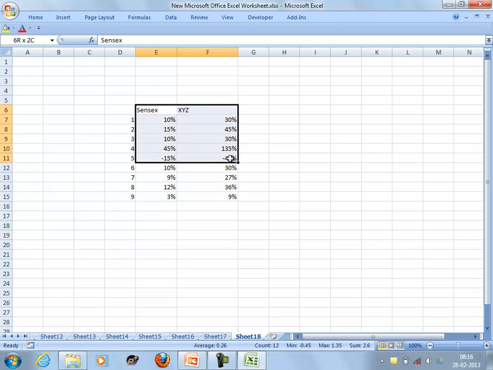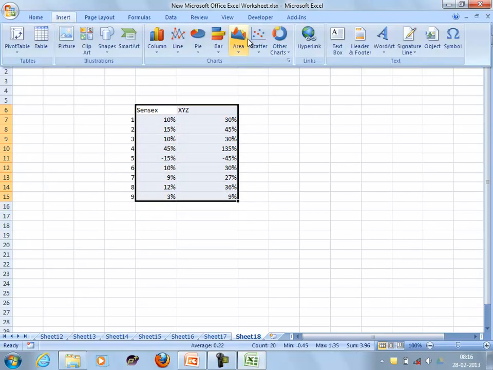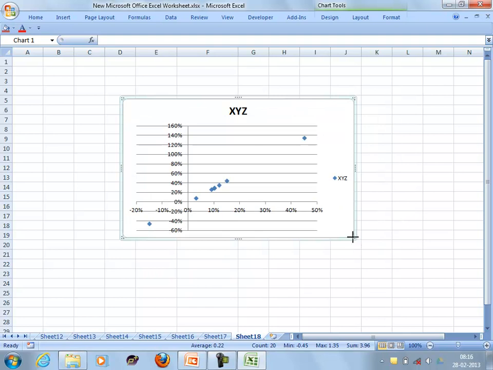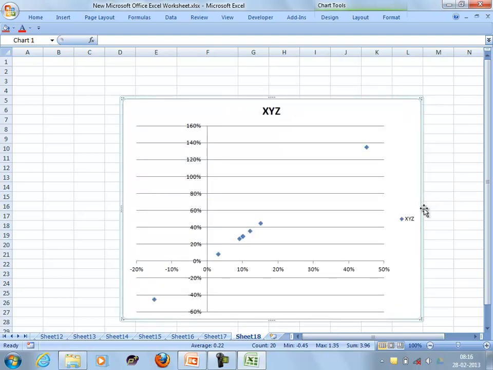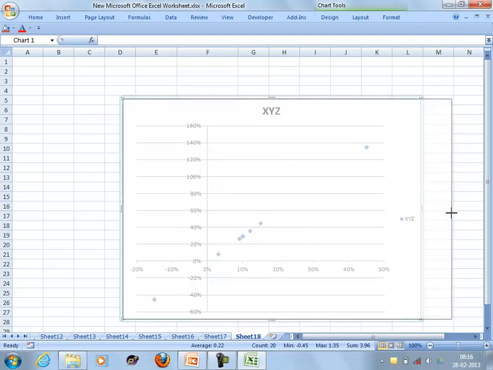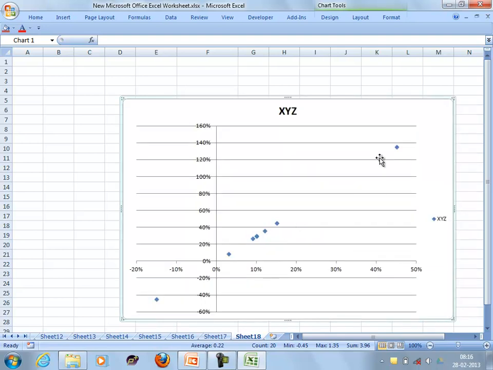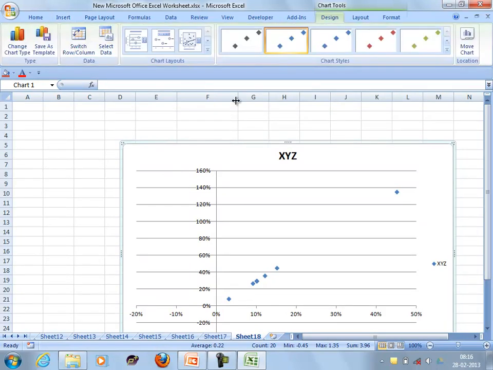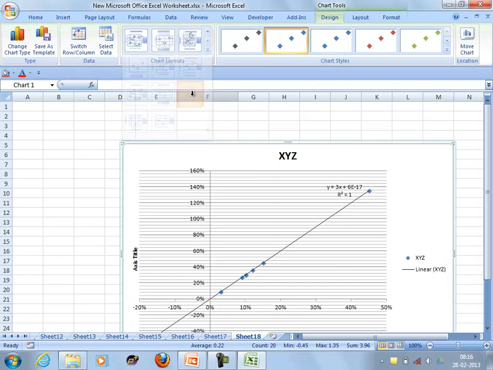So, if I decide to put this in a graph, this is how it is going to look. My returns on Sensex are on the x-axis and returns on security XYZ are on the y-axis. So a 1% movement in Sensex has been reflected by the return on the security here on the y-axis. I can decide to have this in the form of an equation.